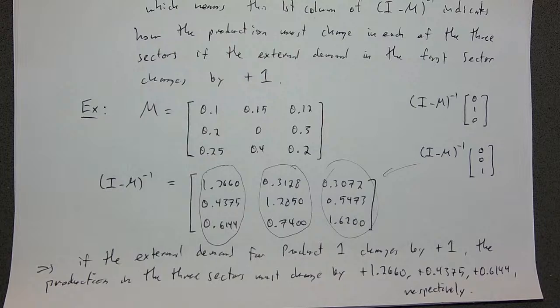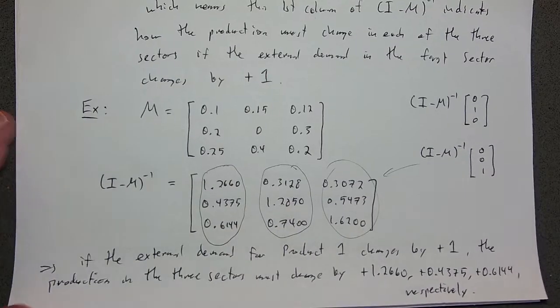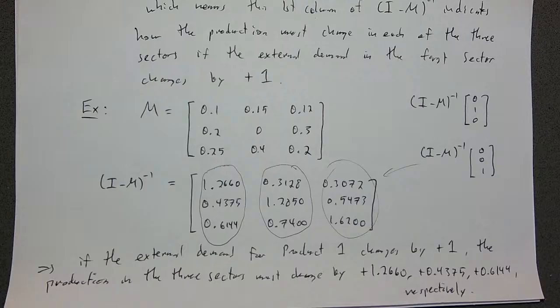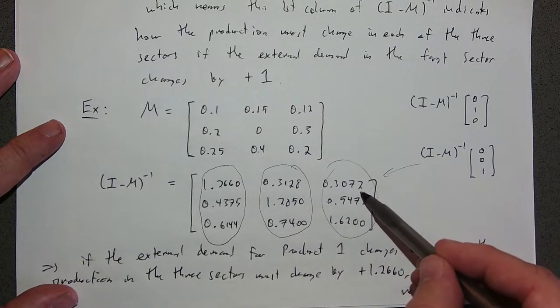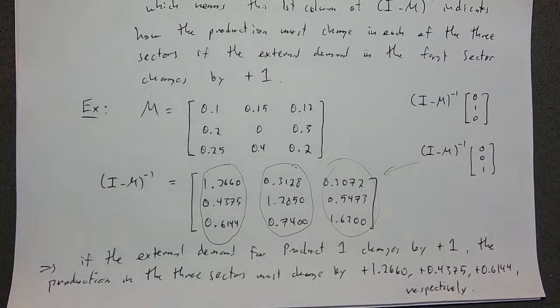You may already see where I'm going with this, which is not only can I do this for any column, but each of the individual entries also has meaning on its own, which is the specific amount the production needs to increase in that particular sector, given an increase in external demand for the corresponding product. I'm going to tidy up all of that in the form of some facts we can rattle off. So, fact one.